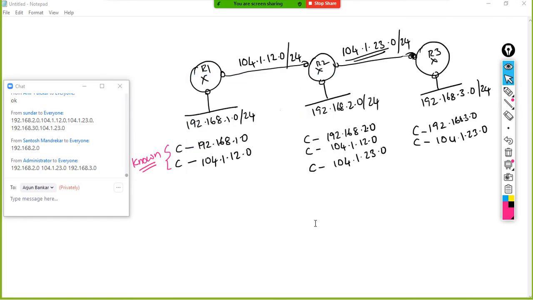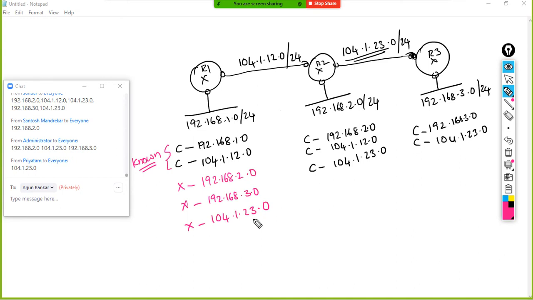Right, guys? So now what we are going to do now? Let's see here. As per router 1, the known networks are 192.168.1 and 104.1.12. What are the unknown networks in the entire topology? Good. 192.168.2 is an unknown network, and the others are 192.168.3 and then 104.1.23.0.